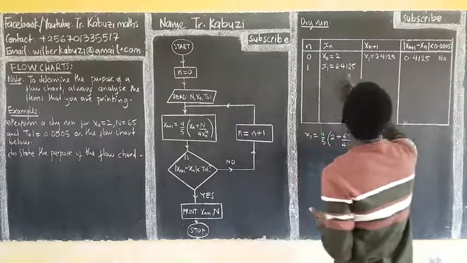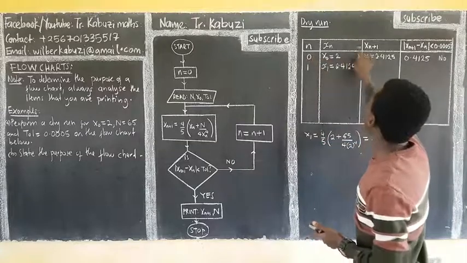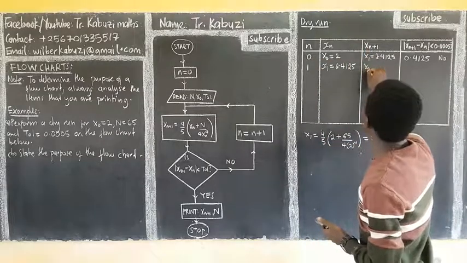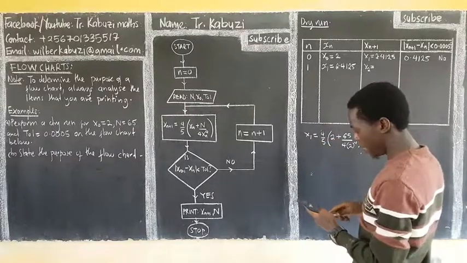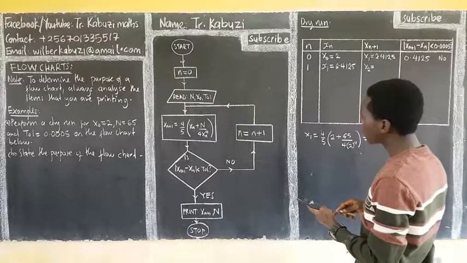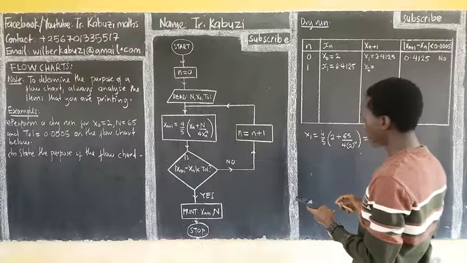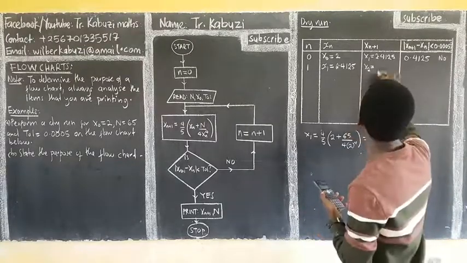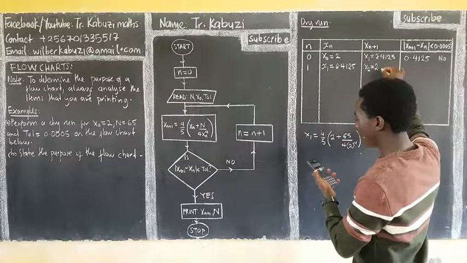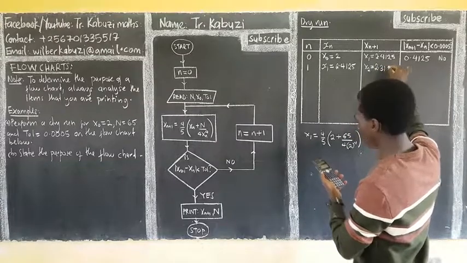2.4125. Now, when n is 1, I'm going to get this as x2. Then you press R, then you put this value in there. And when I press it, now going to 4 decimal places, it gets me to 2.3138.